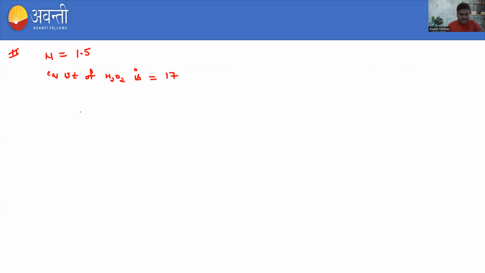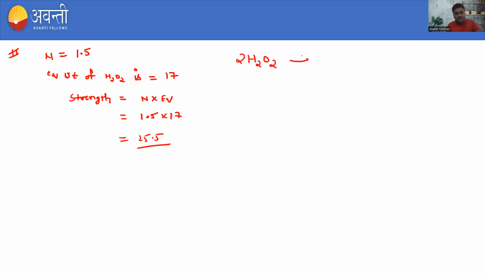Okay. So what is the strength? We know that strength is nothing but normality into equivalent weight. Normality is equal to 1.5, equivalent weight is equal to 17. So this comes out to be 25.5. Very good. Now we can just write the reaction of H2O2. That is 2H2O2 decomposes to give 2H2O plus O2.